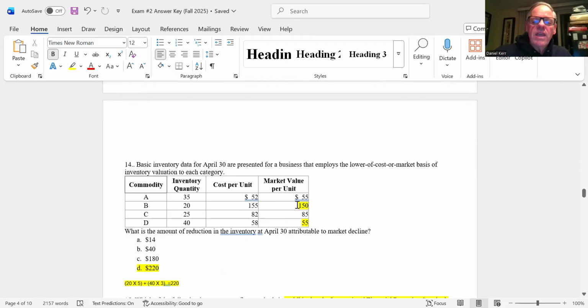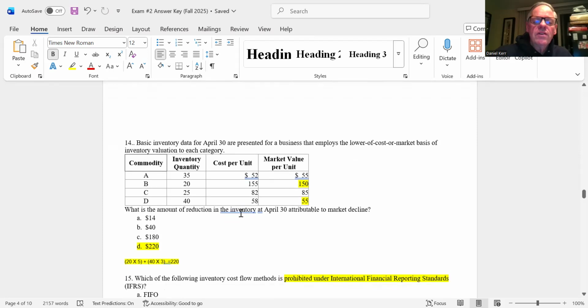So we had to write down each item of $5, and there were 20 of those items. And for D, the market value was 55 and the unit cost was 3. So you've got to actually reduce each of these items by $3, and there were 4 of those.